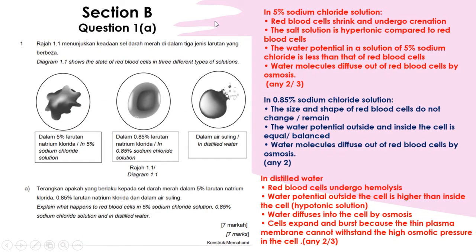Now let's go to section B. Just now was section A, now is section B. Question 1A. Diagram 1.1 shows the state of red blood cells in 3 different types of solution. So this refers to the state of the red blood cells in 3 different types of solution.